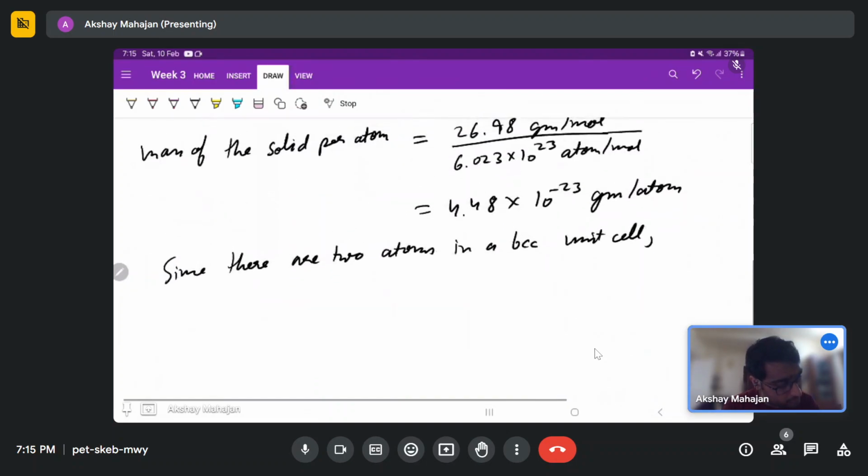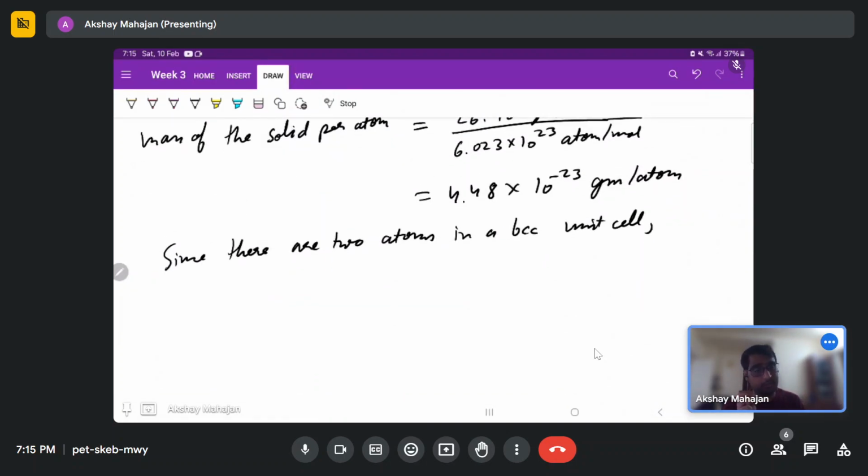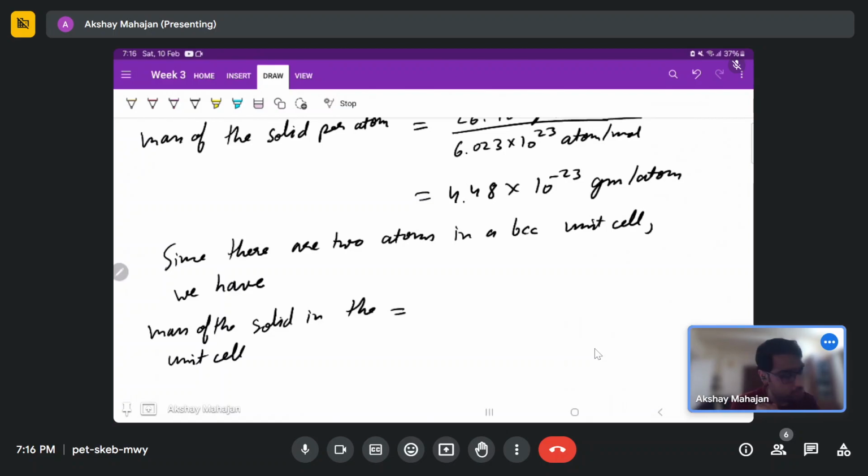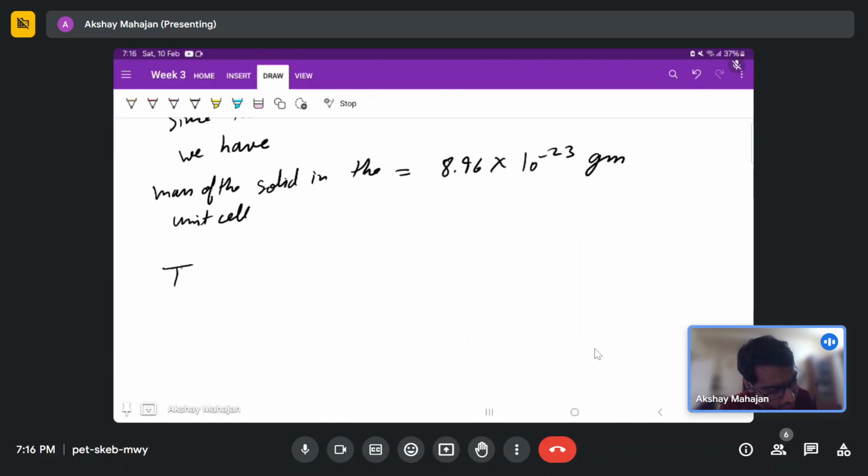Alright. So since there are 2 atoms in a BCC unit cell, the mass of the solid in the unit cell will be just 2 times of this. So that will be 8.96 into 10 to the power minus 23 gram. So now we have the mass of solid in the unit cell, and we also have the volume of the unit cell as well.